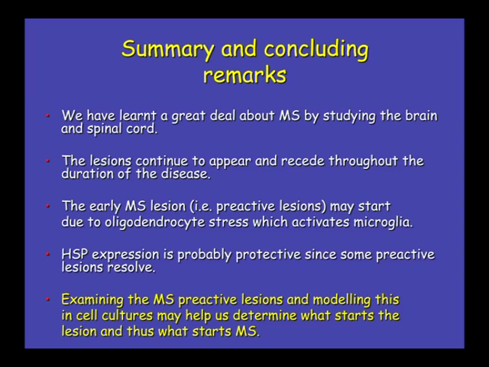So in summary, we've learnt a great deal about multiple sclerosis by studying the brain and the spinal cord. We know that the lesions continue to appear and recede throughout the duration of the disease. So even in people that have had multiple sclerosis for 30 or 40 years, we still see these pre-active lesions. So the lesions come and go. The early lesion may very well start due to the stress in the oligodendrocytes. We don't know why the oligodendrocytes do become stressed.